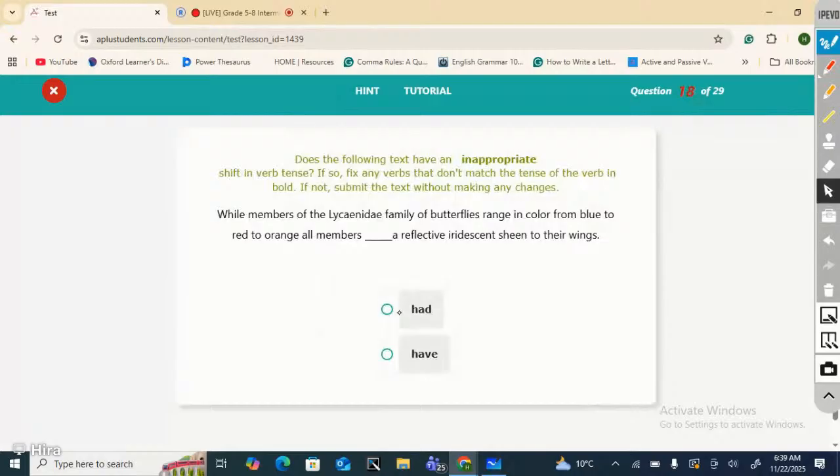While members of the Lycaenidae family of butterflies range in color from blue to red to orange, all members blank a reflective, iridescent sheen to their wings. Have or had?